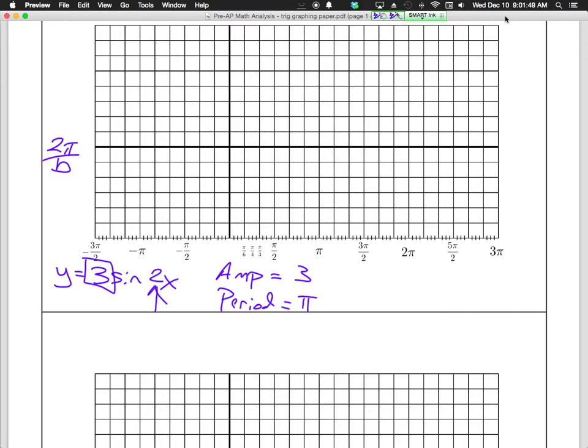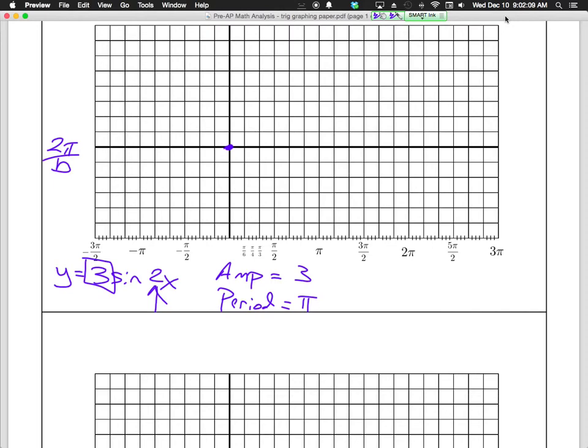So we're going to start at 0. What do we know about sine of 0? It's 0. That's one thing we need to know about sine. Sine is going to start at the origin, so that's something we need to know about sine. Okay? What else do I know about this problem?